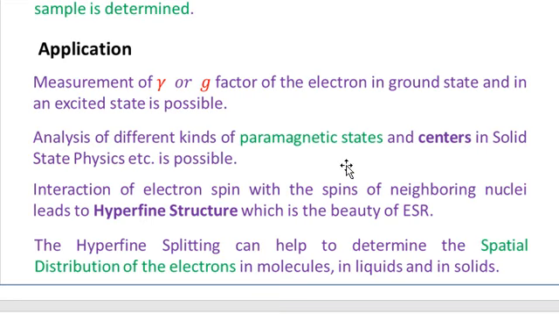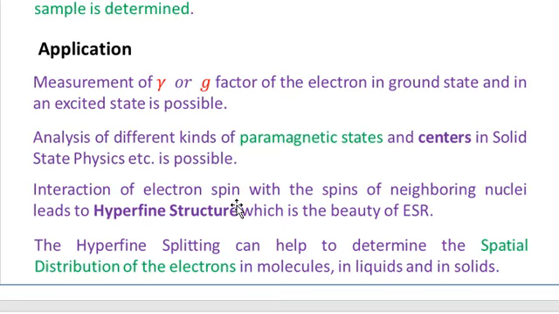Analysis of different kinds of paramagnetic states and centers in solid state physics, etc., is possible. So we can analyze the different paramagnetic states, that is, the states with different values of orbital magnetic moment. If orbital magnetic moments in different concentrations are present in the sample, we have different paramagnetic states, and those different paramagnetic states can be analyzed using a similar experimental setup as we have mentioned, but using electron spin resonance.